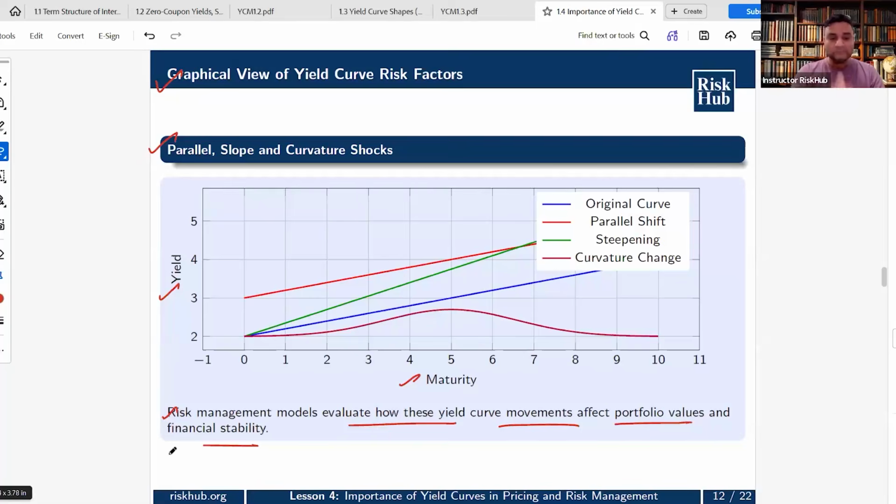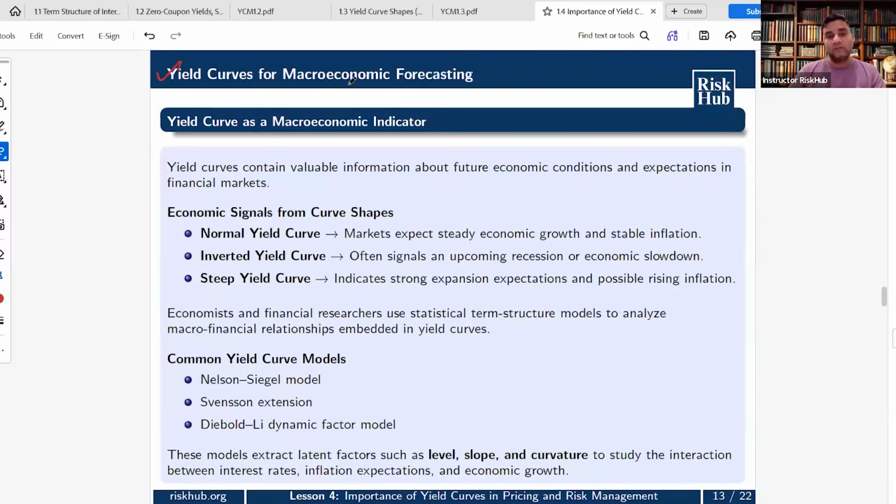And where it is used: these three shapes are the shocks applied in period duration reports and the IRRBB scenarios from slide 11. A portfolio hedged only for the red line remains exposed to the green and purple lines. Then we go to slide number 13, yield curve for macroeconomic forecasting. Yield curve as macroeconomic indicator.